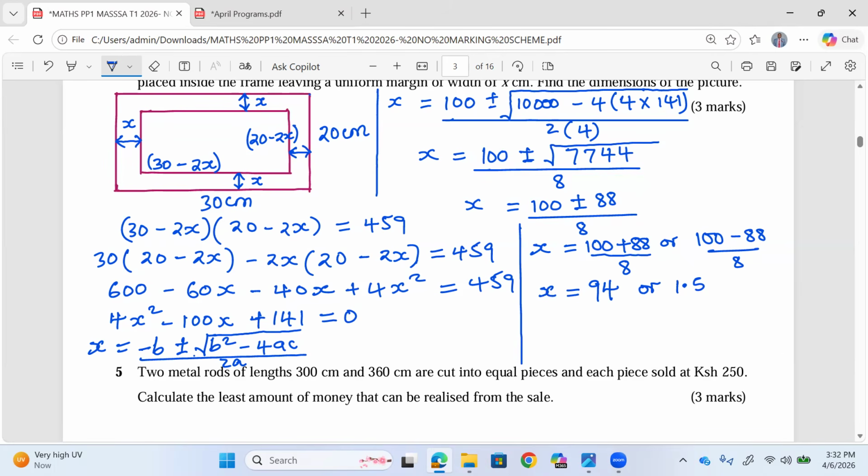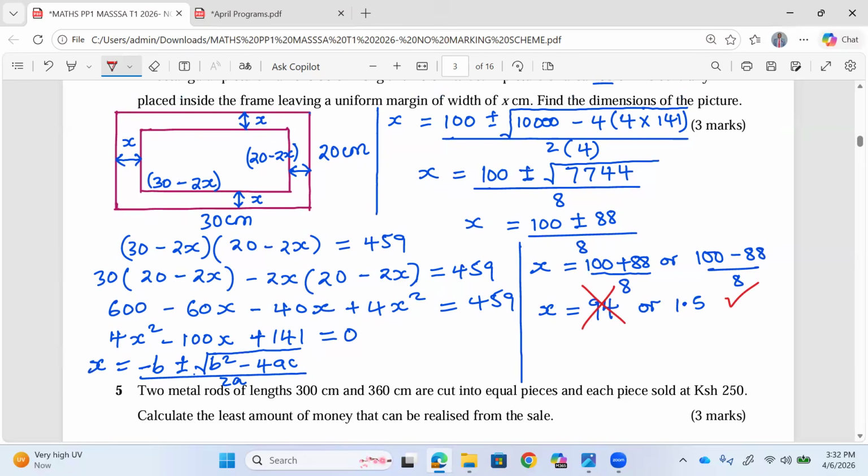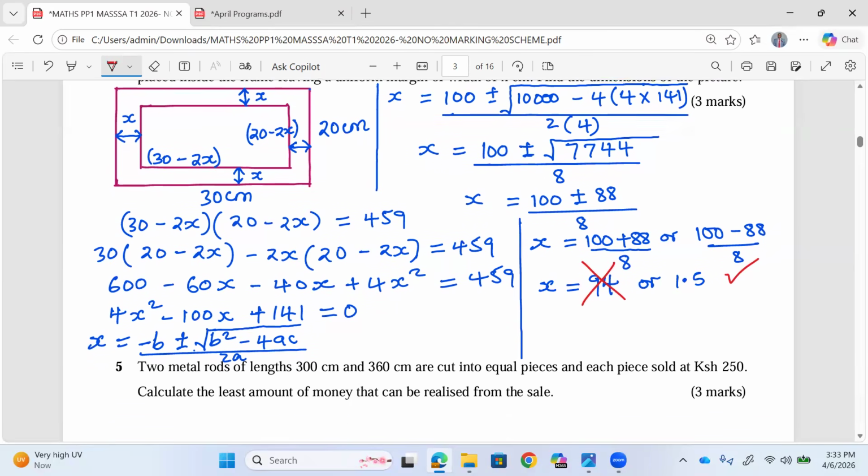If x is 94 or 1.5, you can look at the diagram that we are dealing with now. So the value 94 is too big. This one now is too big. So now we operate with x as 1.5. That is now making sense because you can't subtract 94 times 2 from 30, you can't subtract 94 times 2 from 20 centimeters. It will be a negative length, and that will not make sense.